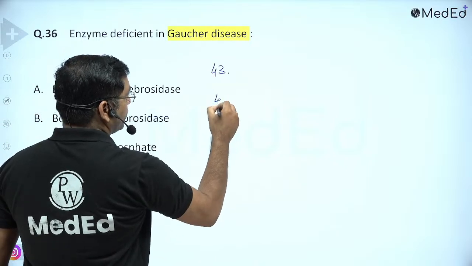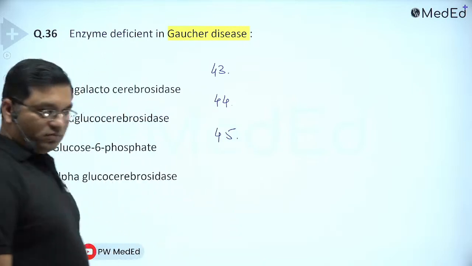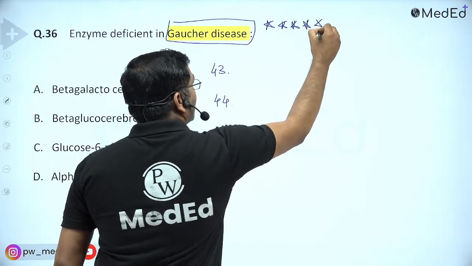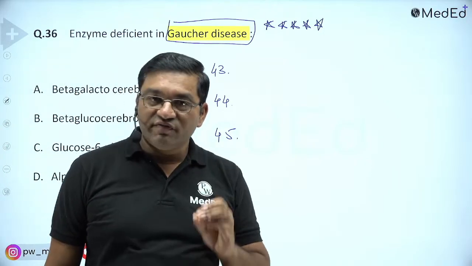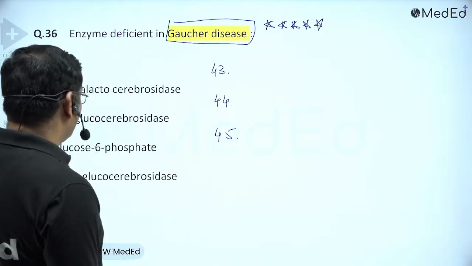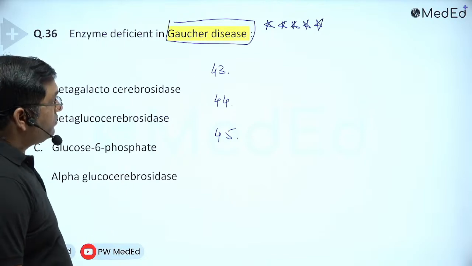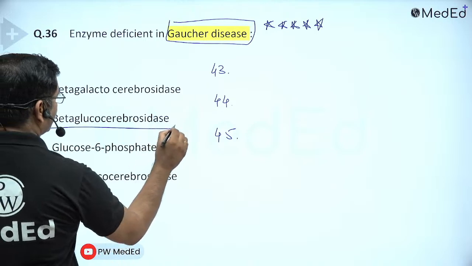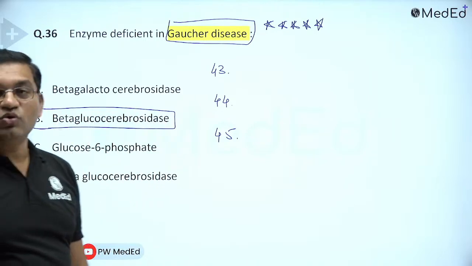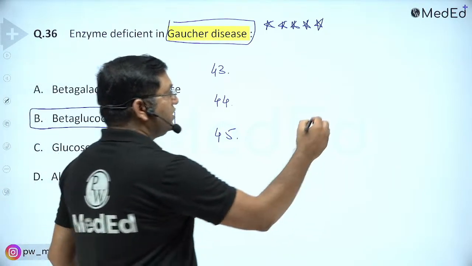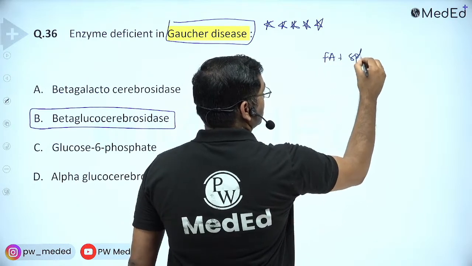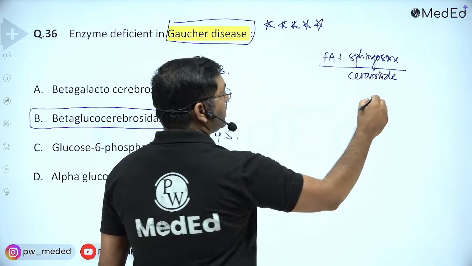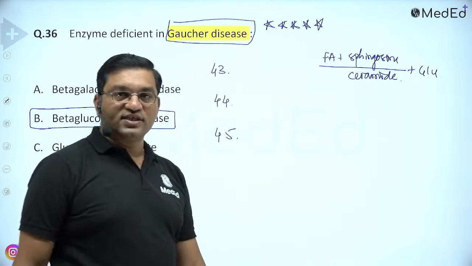43, 44, 45. This is very important. Gaucher's disease is a top-rated, five-star MCQ for any examination, whether FMGE or PG entrance examination. In Gaucher's disease, there is a defect in the enzyme beta glucocerebrosidase. Fatty acid plus sphingosine is known as ceramide. This is an important point, point number 43. If ceramide plus glucose, it is known as glucosyl ceramide or glucocerebroside.